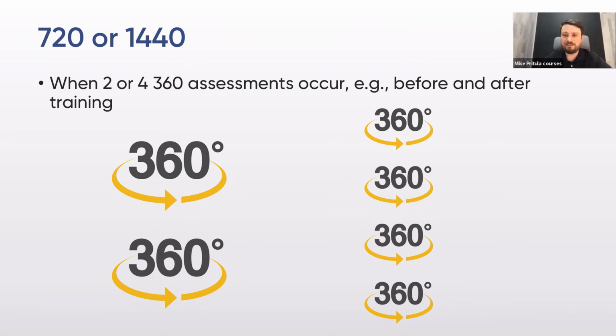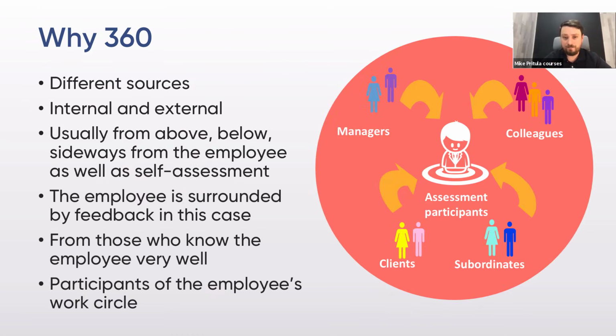Sometimes it's the opposite. They even remove some. That is, sometimes they call it a 270-degree assessment or a 180-degree assessment when someone is excluded from this evaluation. But the 360-degree assessment is the most popular name. Why exactly 360? As I said, it's different sources, internal and external. Usually it's people from above, below, sideways, and the employee themselves.